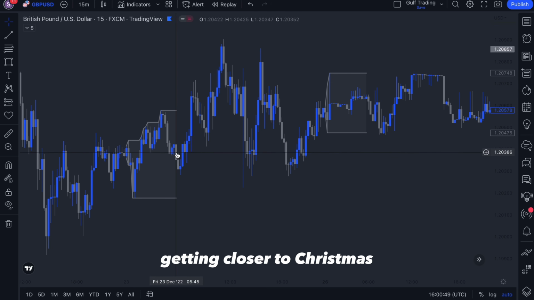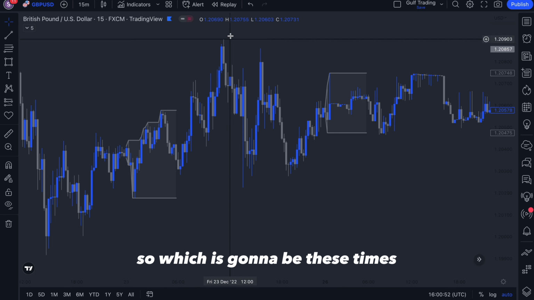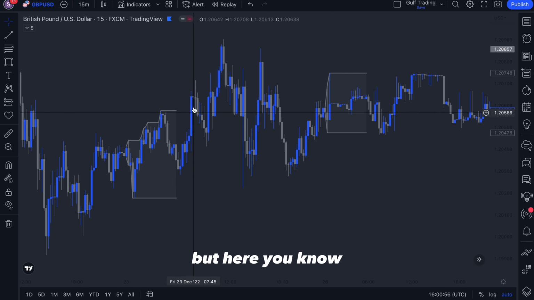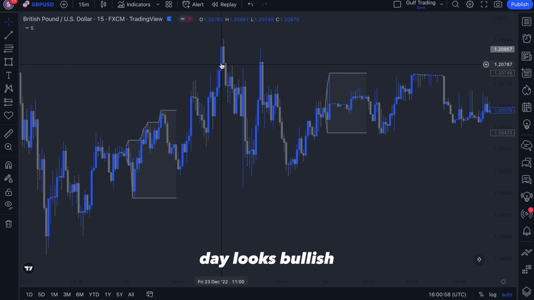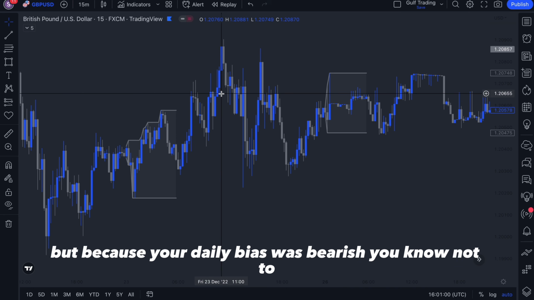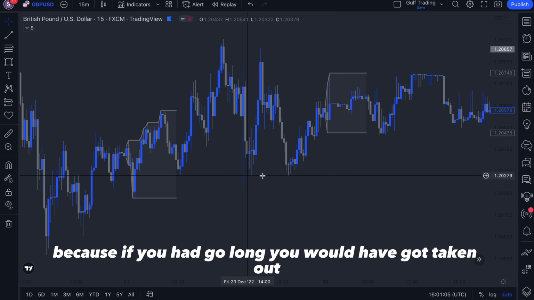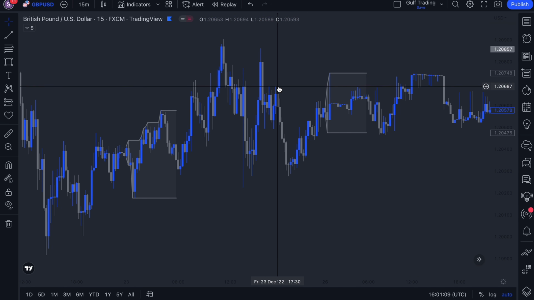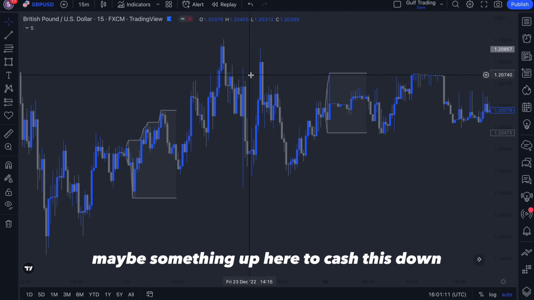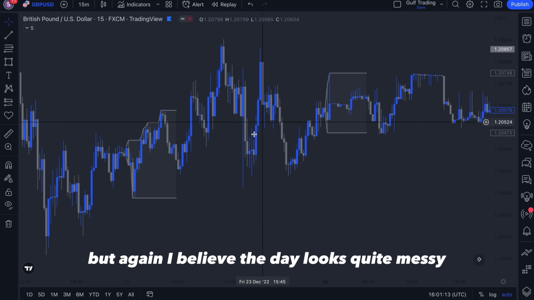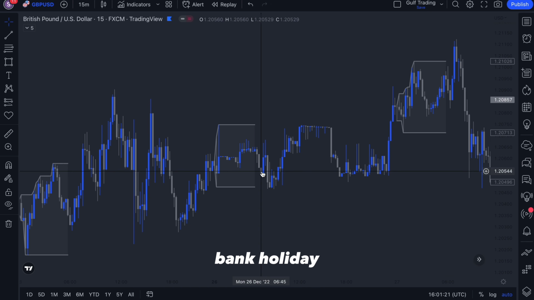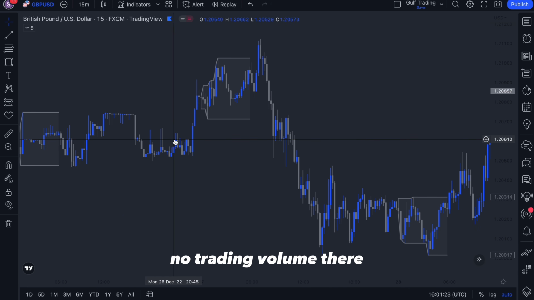Just a couple more, getting closer to Christmas, so obviously it's going to be these times where the market is all over the place. But here, the day looks bullish, so you might try and go long, but because your daily bias was bearish, you know not to, because if you had gone long, you would have got taken out, and there's no opportunity to go short that I can see. Maybe something up here to catch this down, but again, the day looks quite messy, so I just avoid it. And then 26th, bank holiday, no trading volume there.